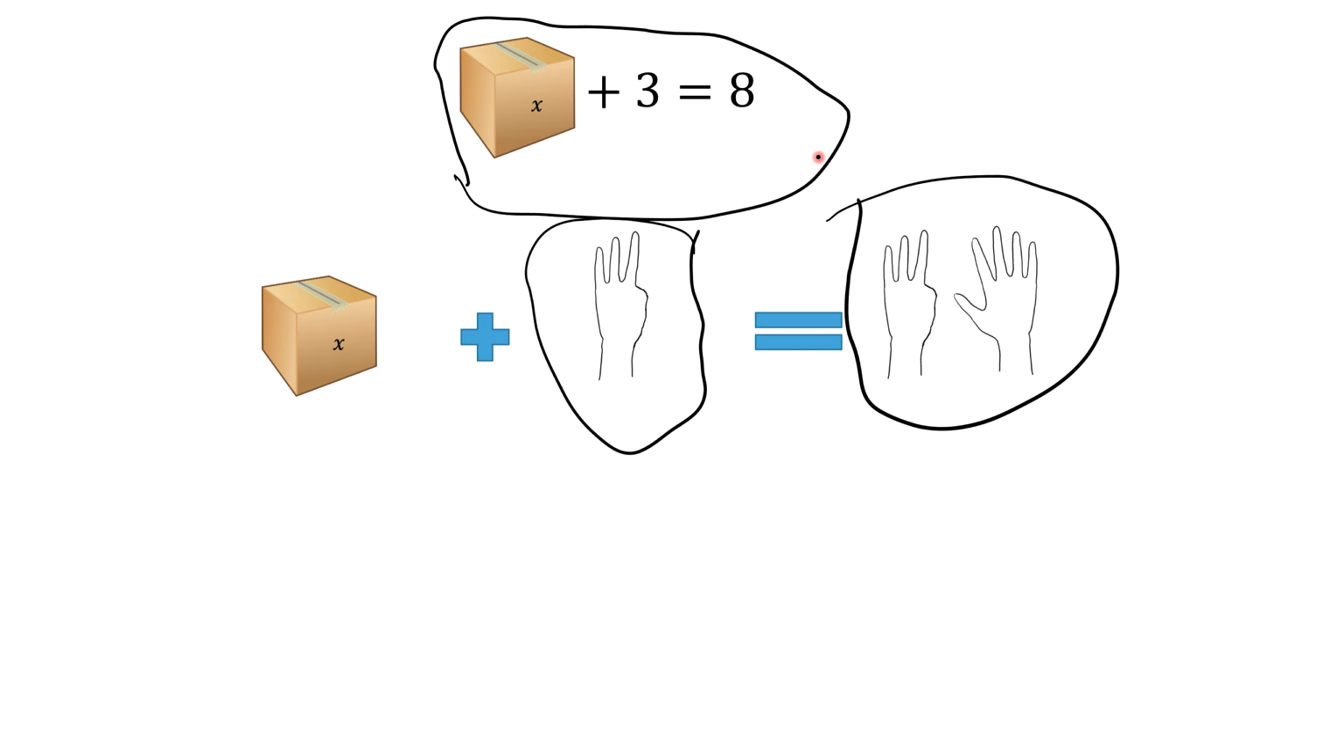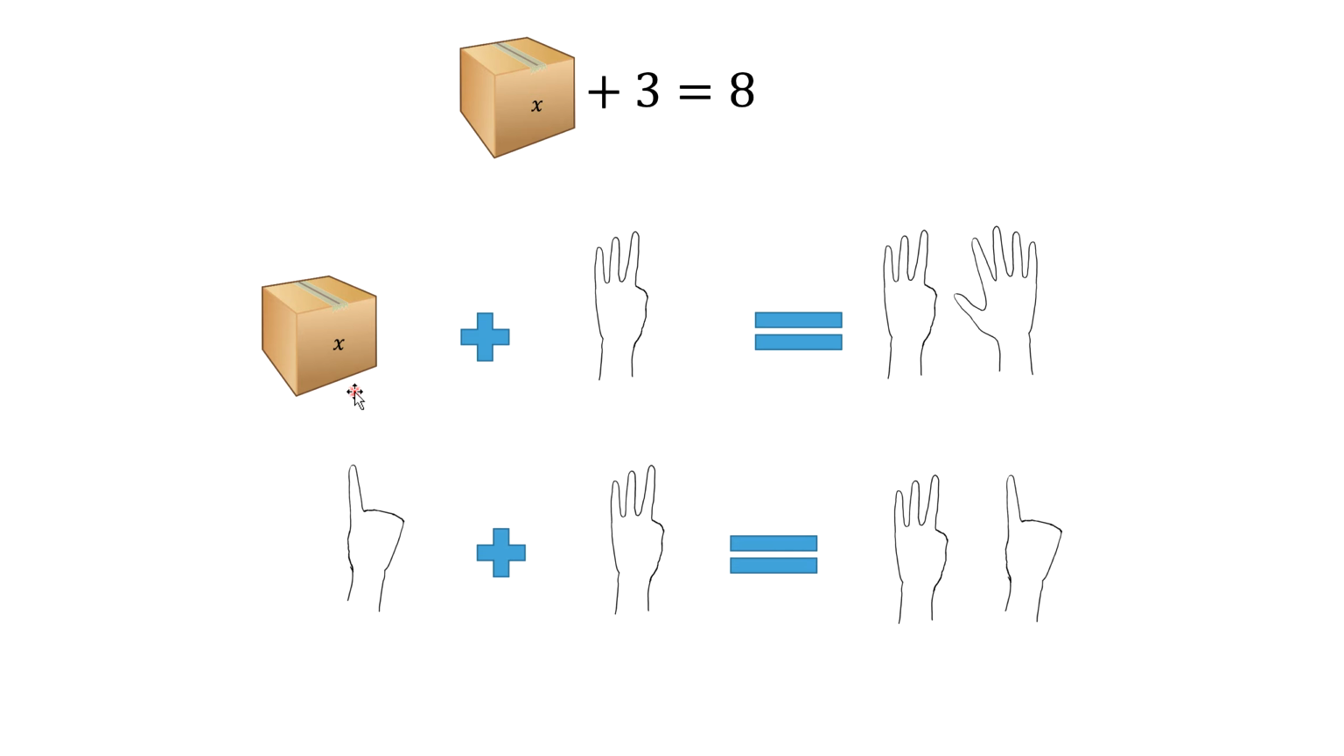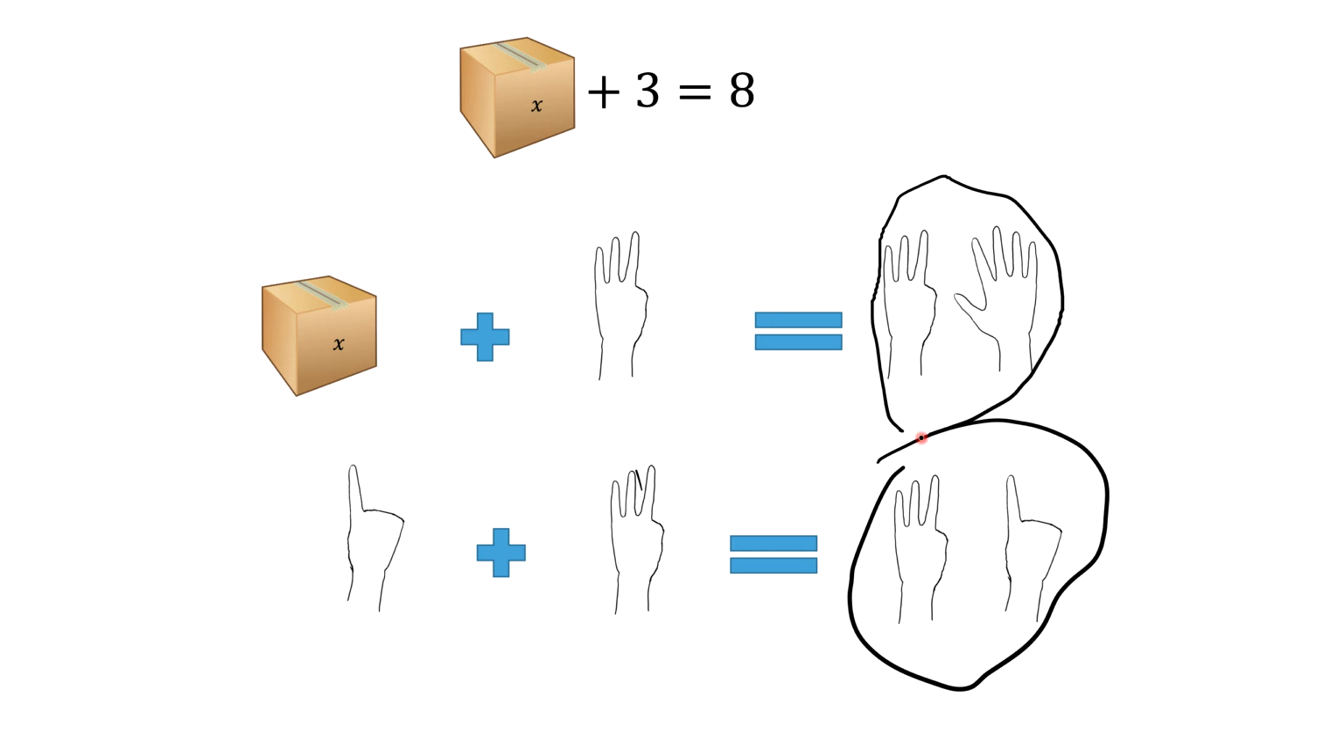To find X, I can use my fingers to find how many apples there are in box X, right? So let's start with 1. 1 is a very easy number, the first one that comes to mind, and 1 plus 3 makes a total of 4. Not exactly what I was looking for, so this is not the same as this.